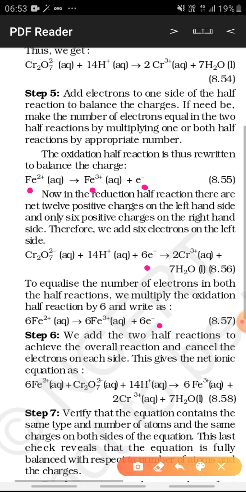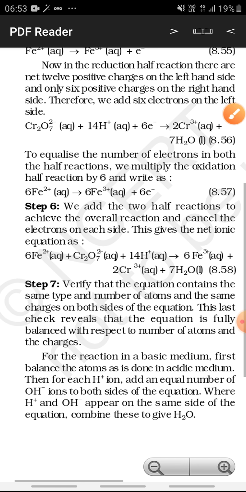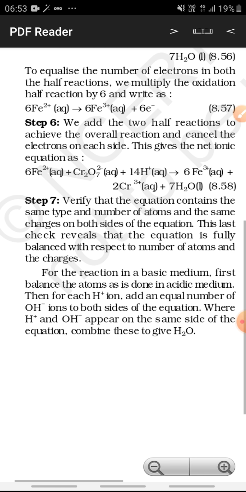this iron equation is multiplied by 6 in order to make this and this equal, and then we add the two equations and see whether the number of electrons transferred are equal or not. We cancel the electrons, and then the reaction in terms of charge is balanced.